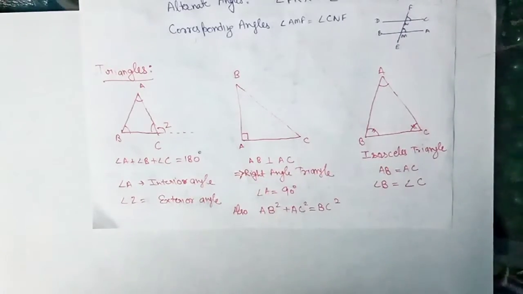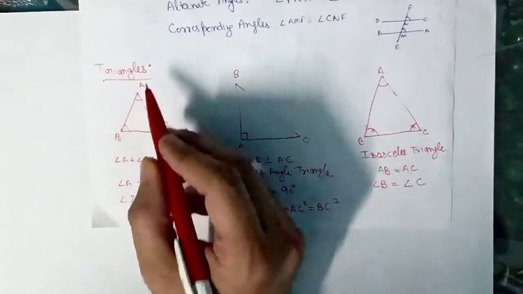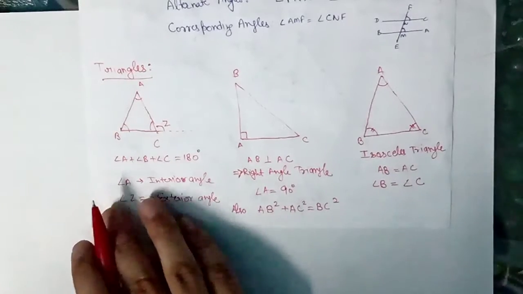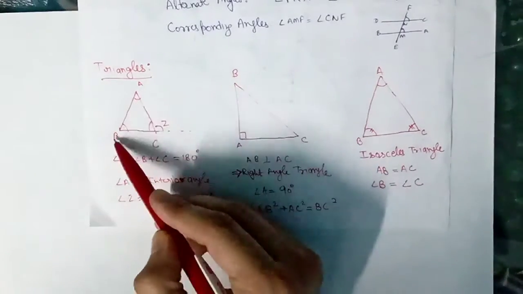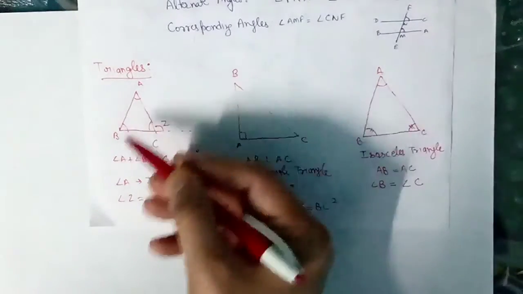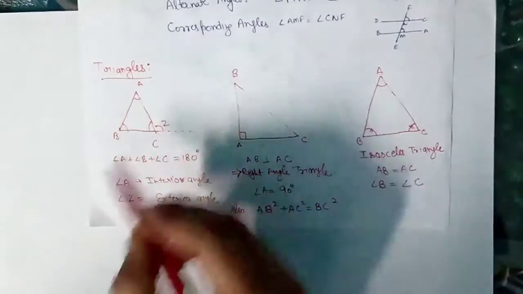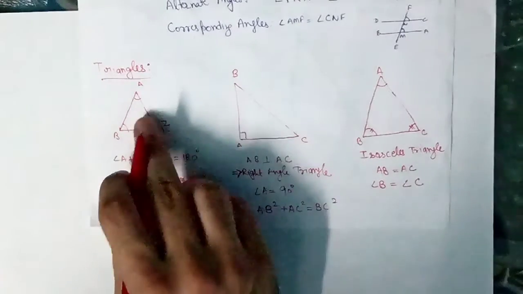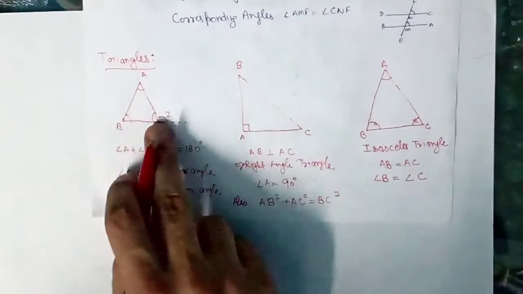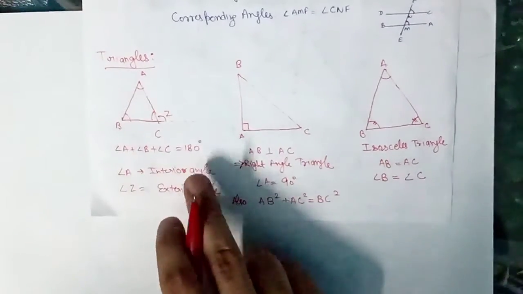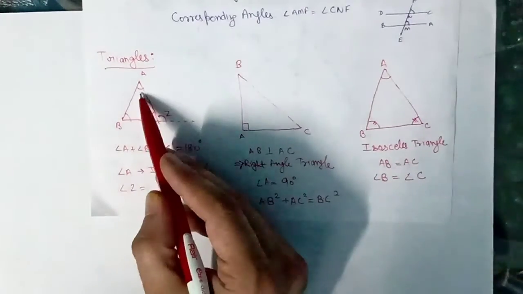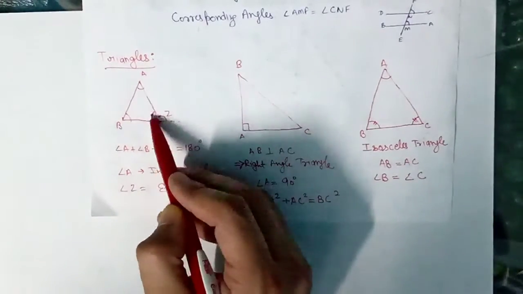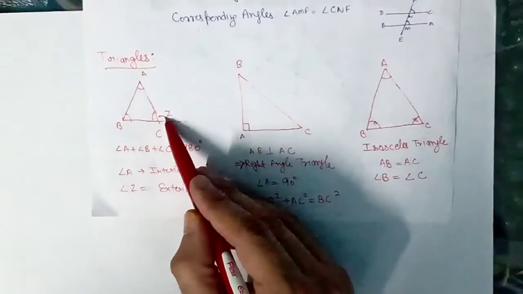So moving on to the triangle section, triangles are basically a type of polygon with three sides. For example, AB, BC and CA make a triangle. In every triangle, the sum of the angles inside the triangle is equal to 180 degrees, which is very well known. All these angles are interior angles and this is an exterior angle.